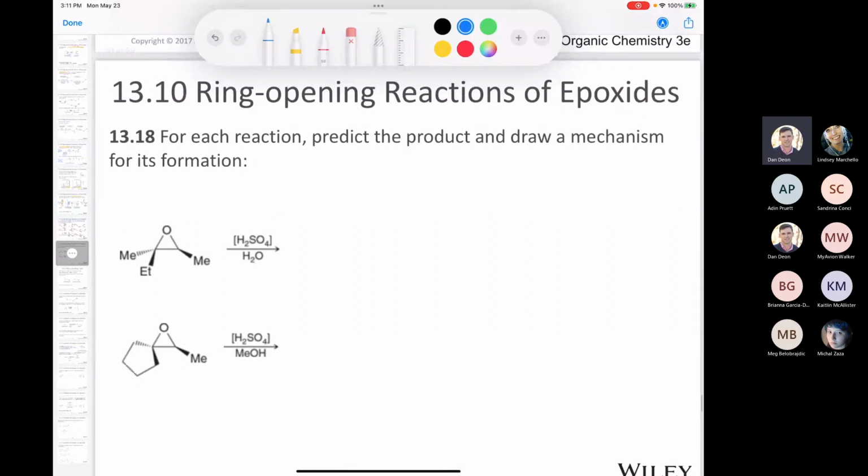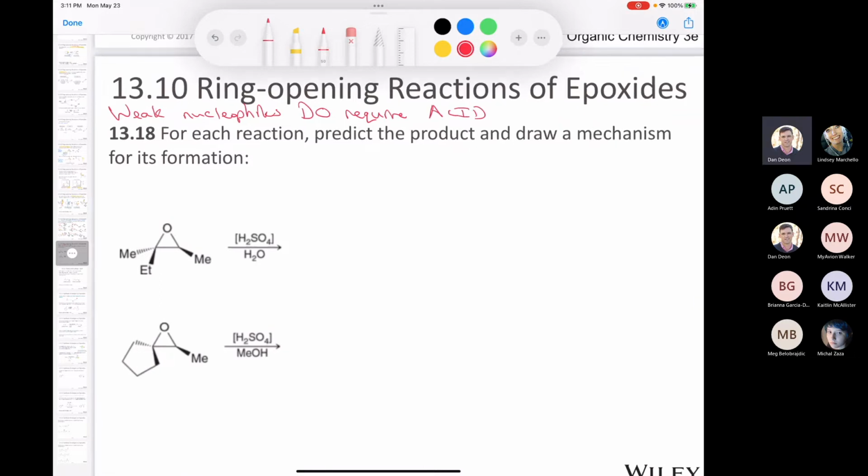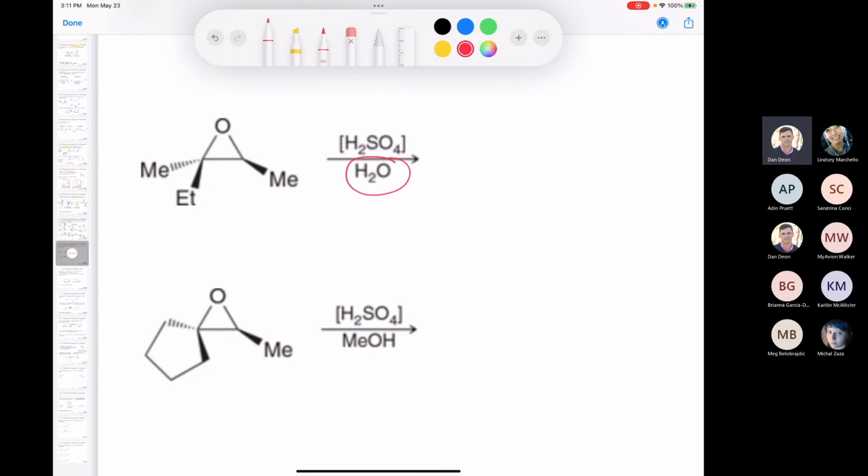What if we have a weak nucleophile? Well, when we have a weak nucleophile, we need acid to promote the ring opening. And you can see that we have a catalytic amount of sulfuric acid in both of these reactions. We have water and methanol. So weak nucleophiles do require acid. Right? Again, going back to chapter 7, water is a weak nucleophile and methanol is a weak nucleophile.